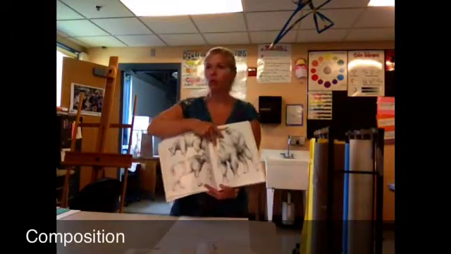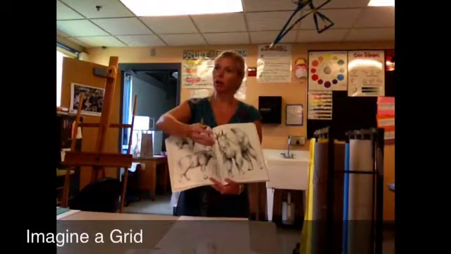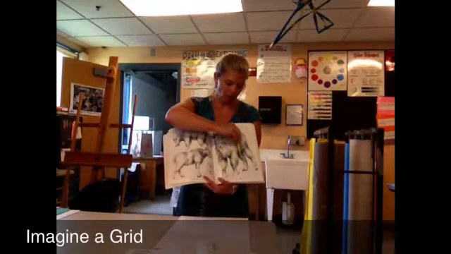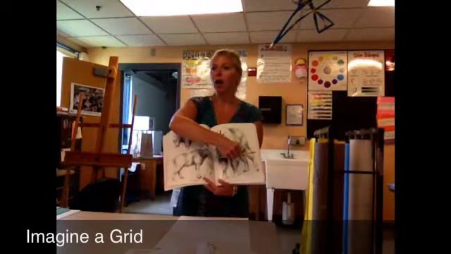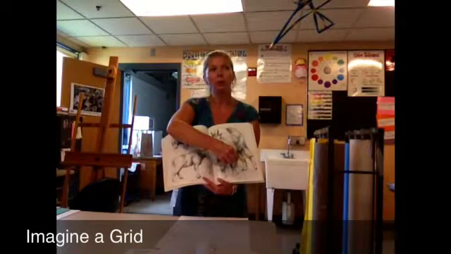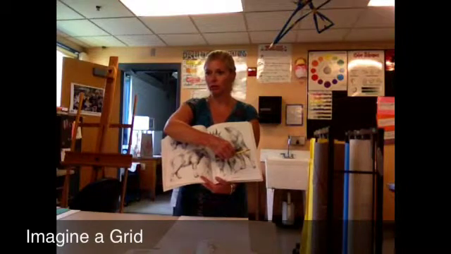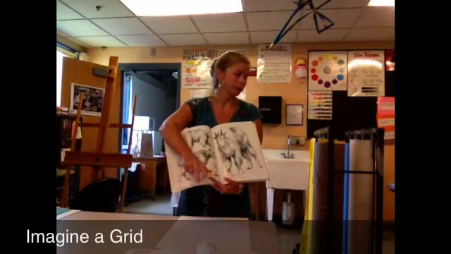I always think about a grid when I'm drawing, as if you can imagine some vertical lines that are straight up and down, and some horizontal lines over the top of what you want to draw. And that'll help you to get the shape and proportion of what you're drawing on your paper more accurately.